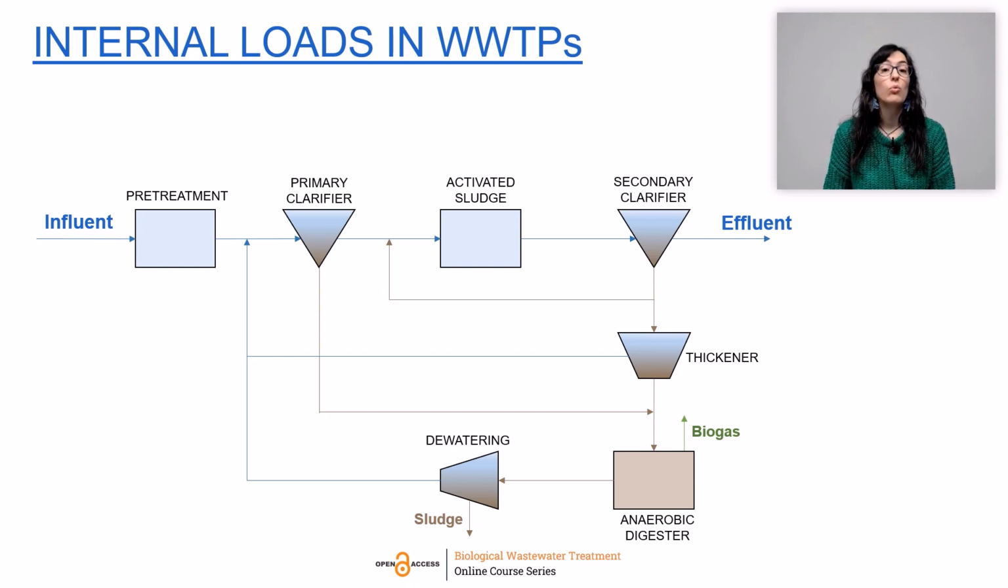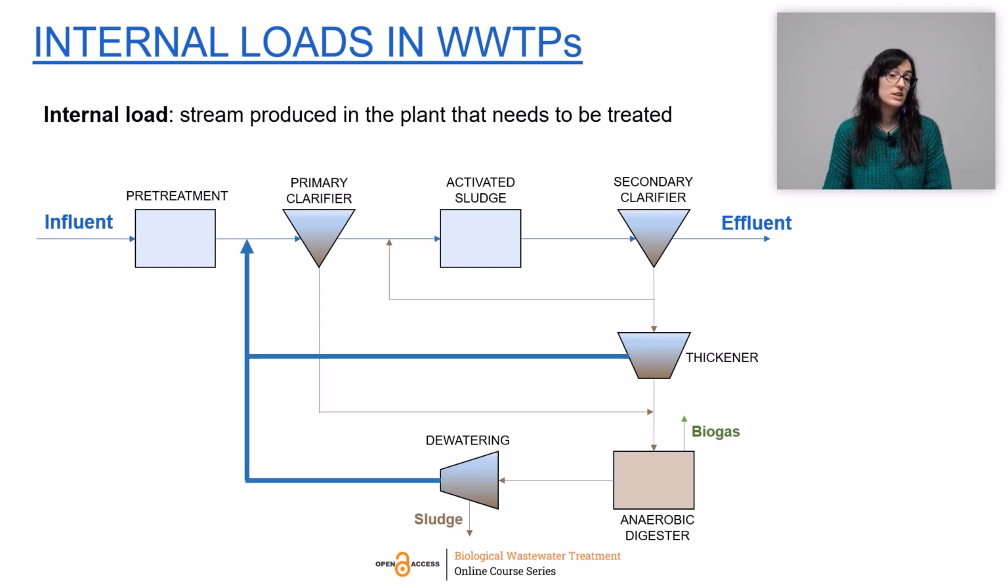As you can see, water streams are produced at different points of the sludge line, such as the water that comes from the thickener, the outlet of the anaerobic digester, or the reject water after dewatering. And they usually have high pollutants concentrations and thus need to be treated. And this is basically what we call internal loads of the treatment plant. They are streams that are produced internally in the plant, they will be treated there, and they will contribute to the total load that will be applied to the water line of the treatment plant.